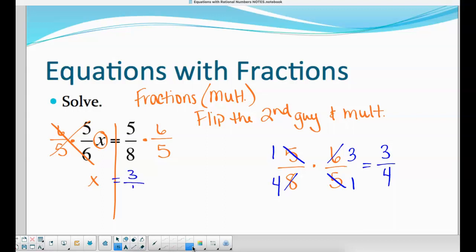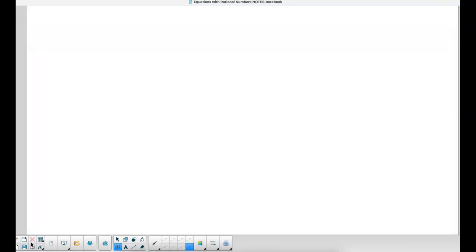X equals 3/4. Would it have been okay if I would have multiplied straight across from the beginning? Yeah, I could have done 5 times 6 is 30, 8 times 5 is 40, and then simplified, and you still get 3/4. Okay, we're going to do one more. The problem is going to be negative 9/80 equals 3/4 x. Write that problem down. And there's a blank space there.